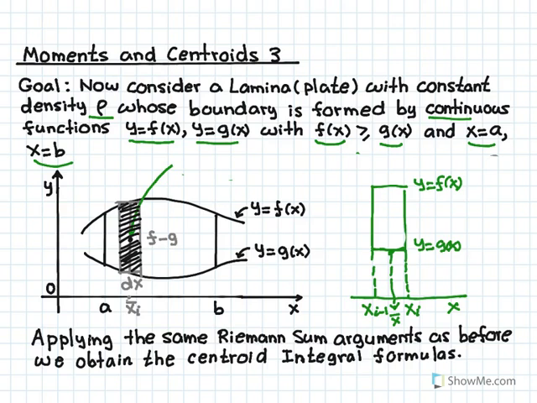So let's put that in. Here we have x i bar. That's the average x-coordinate, so that's the x-coordinate of the center of mass of this arbitrary rectangle we've drawn, and the y-coordinate of the center of mass of this arbitrary rectangle is going to be 1/2 of f of x i bar plus g of x i bar. This is the centroid of this rectangle, basically. Now, if we apply the same Riemann sum arguments as before, we obtain the centroid integral formulas.